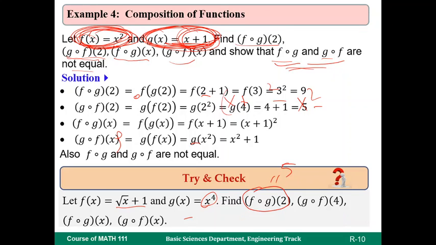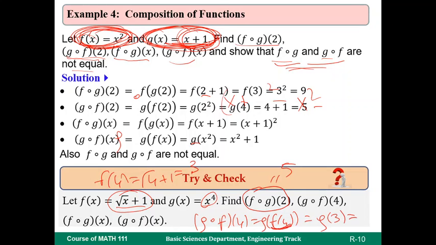And g of f of 4 is, so what is f of 4? F of 4 is square root 4 plus 1, it's equal to 3. So then we have to replace this one by 3. So what is g? 3 to the 4th, which makes 81. So I will say this is 81.